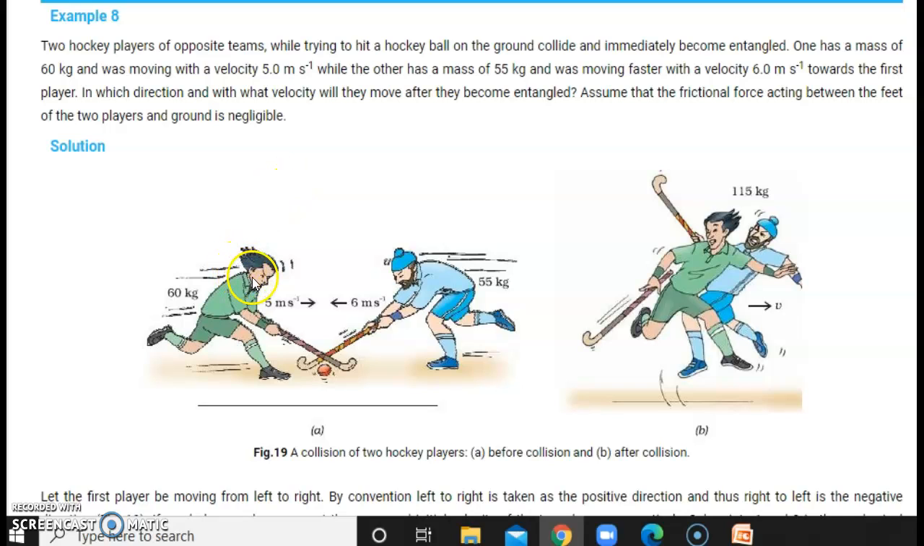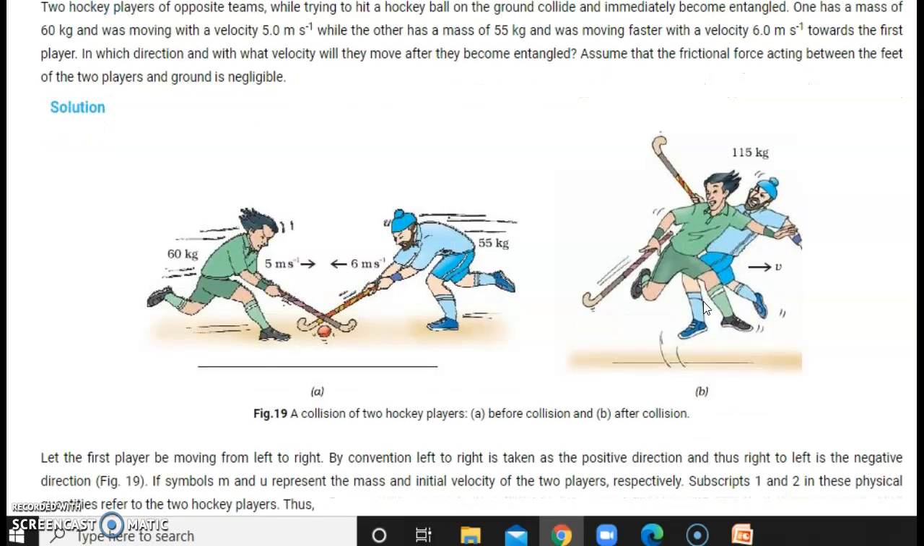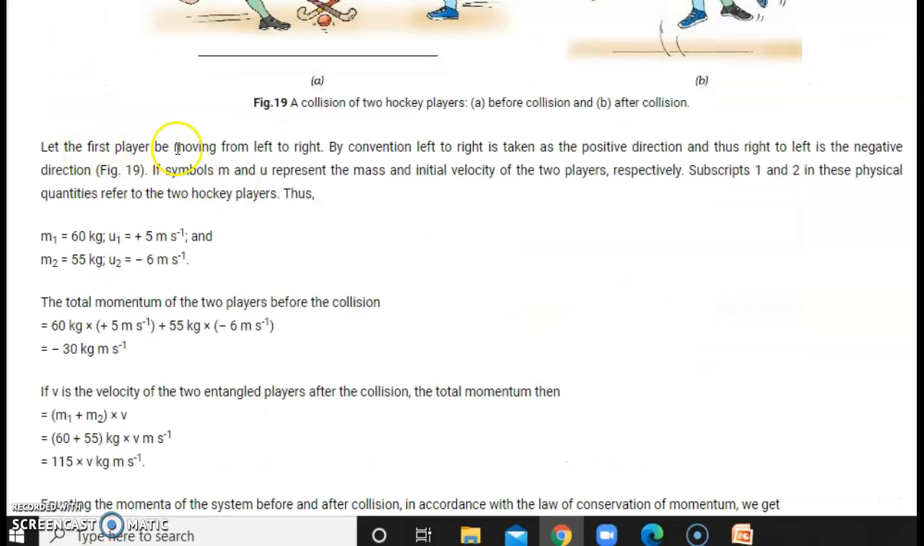Here two hockey players are playing. This is the collision of the two hockey players, before collision and after collision. Now let the first player move from left to right, and by convention left to right is taken as positive direction and right to left is taken as negative direction. M and U represent mass and initial velocity of the two players. Subscripts 1 and 2 are the physical quantities of the two players. So m1 is 60 and m2 is 55, u1 is plus 5 and u2 is minus 6.